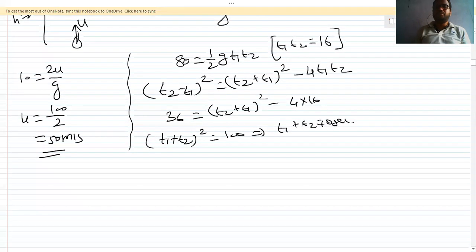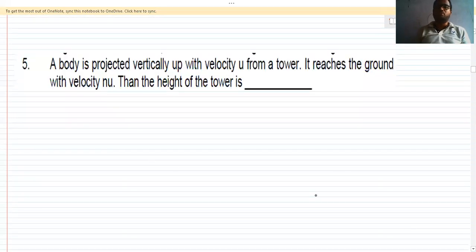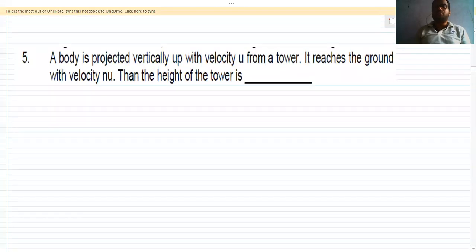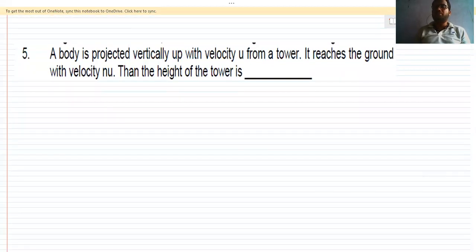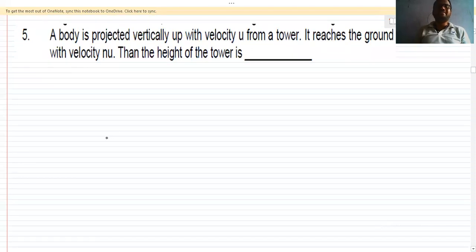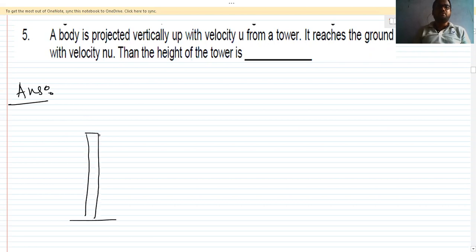Then we have the next question. The fifth question: a body is projected up with velocity u from a tower. It reaches the ground with velocity nu. So as you can see here, a body is projected upward, right? A body is projected upward with velocity u, and it reaches the ground with velocity nu. Then the height of the tower is, so what is the height h we want, right?